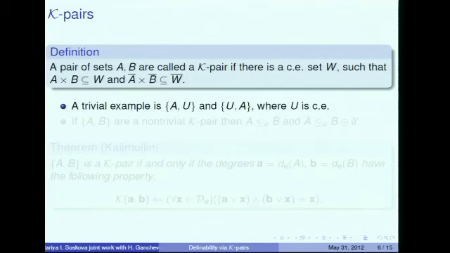and U, and that does the job. So these are not very interesting, and we'll call them trivial k-pairs. And as soon as you consider non-trivial k-pairs, you get some interesting properties.